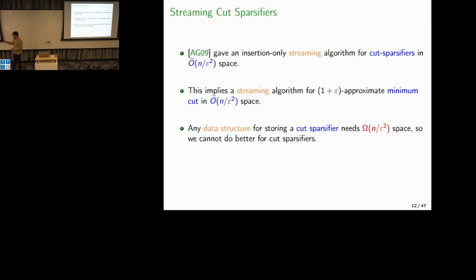So lower than this space, you can't even solve it in streaming because they don't even exist. So for cut sparsifiers, the right answer is really n over epsilon square up to polylog factors. But this lower bound does not hold for min cut. So can we do something better for min cut? Or what is the best known lower bound there?